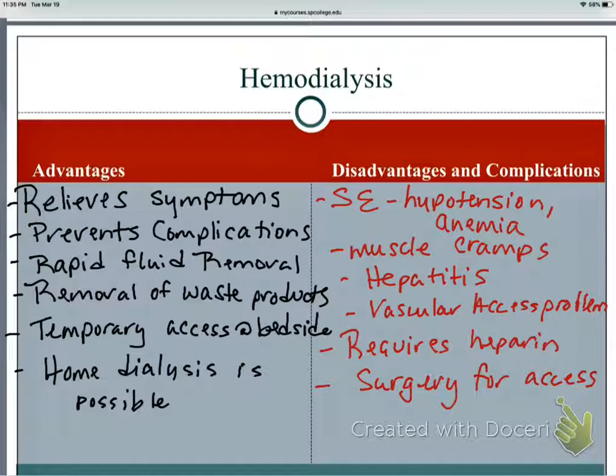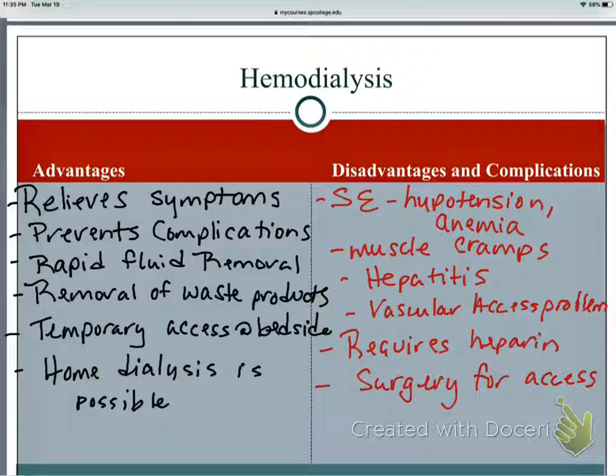And a lot of people like it because they don't have to worry about doing all the stuff they have to do with peritoneal dialysis. So they prefer someone else to do it for them. It depends on your type of patient that you're dealing with, whatever works best with their lifestyle. And again, we can do a temporary access at the bedside, which is always a really good thing. We can do it immediately. And there are cases where some people do home dialysis, but it's kind of rare. Most people will go to a facility, like an outpatient dialysis center.